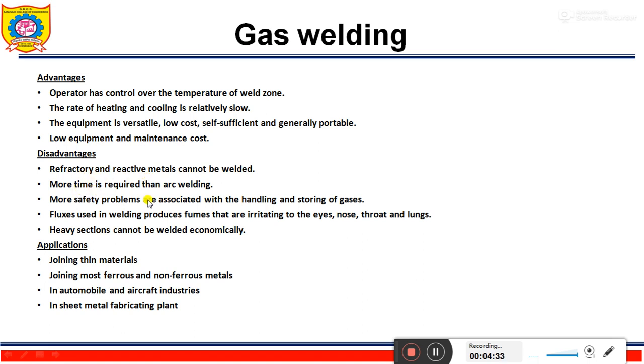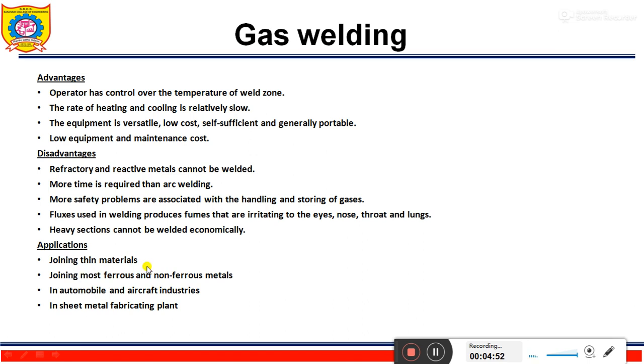More time is required than arc welding. More safety problems are associated with handling and storing of gases. Fluxes used in welding produce fumes that are irritating to the eyes, nose, throat, and lungs. Thick sections cannot be welded economically. These are the disadvantages, and those were the advantages.